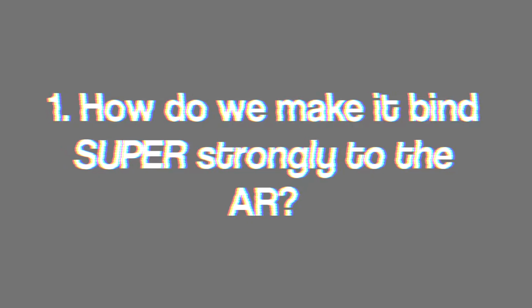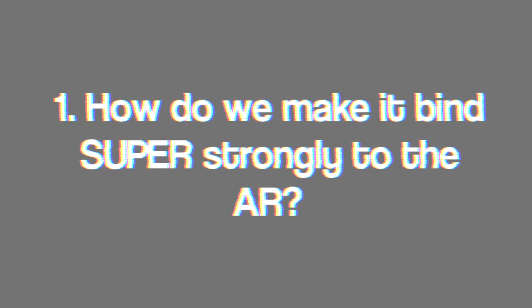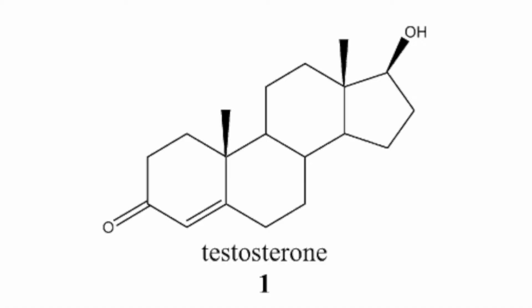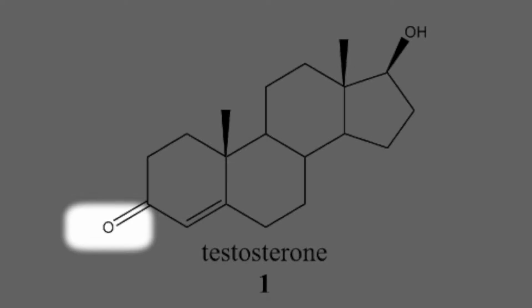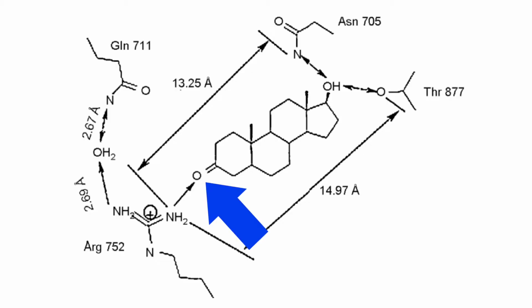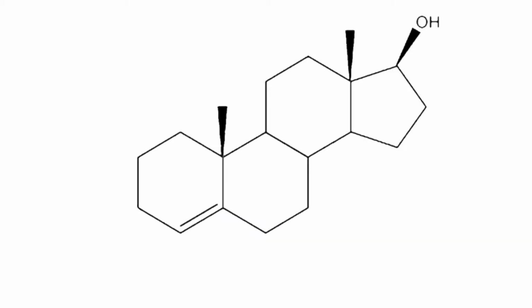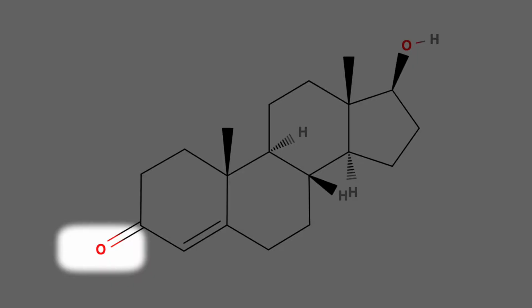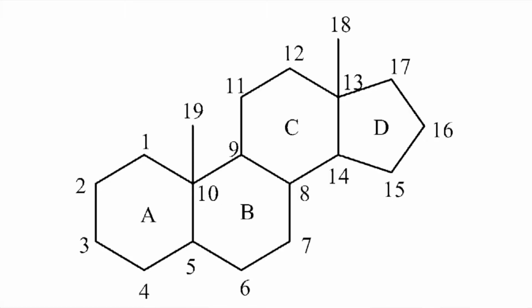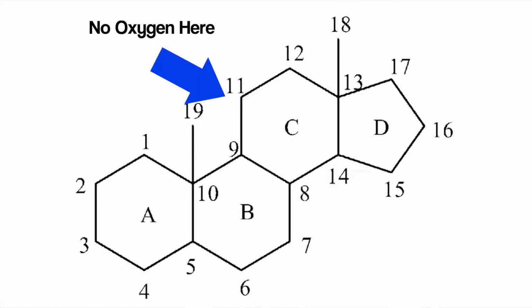So firstly, how do we make it bind strongly to the androgen receptor? Well, firstly, the oxygen atom at carbon position 3 is a key part of a steroid that creates its binding affinity to the androgen receptor. In fact, removing this significantly reduces the binding of a steroid to the receptor by up to 5 times. So we are keeping this oxygen atom as it is. That one stays. Secondly, we want to keep the 11th carbon free from oxygen because putting anything in this 11th carbon position significantly reduces the binding affinity of the steroid.